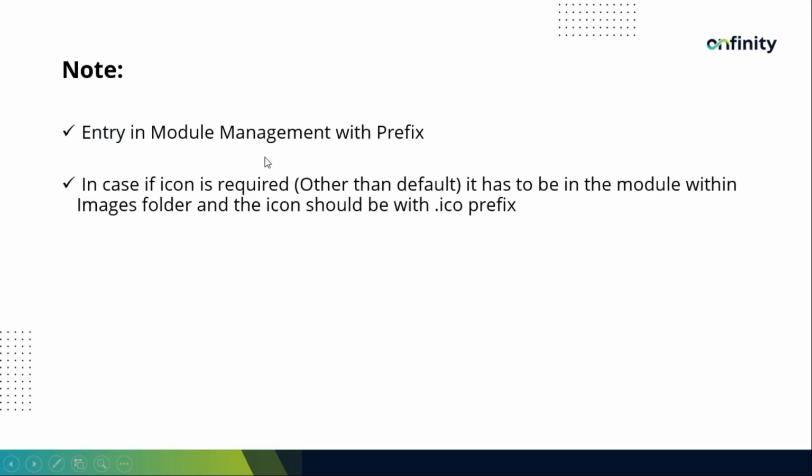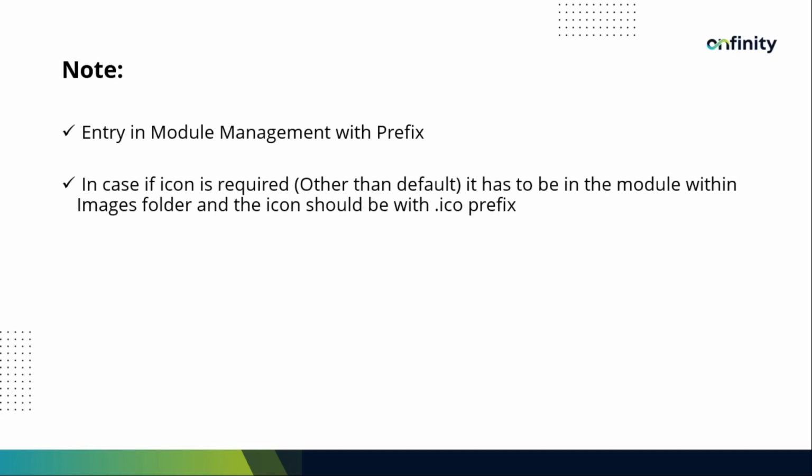First, as we are following the module level approach, a module management entry with the prefix is required, similar to other coding components like job callouts, M classes, and X classes. This entry is needed in the module management on your development system. Second, if an icon other than the default icon is desired, you can provide one. If you do not provide one, as we saw in the last slide, the default icon will be used.